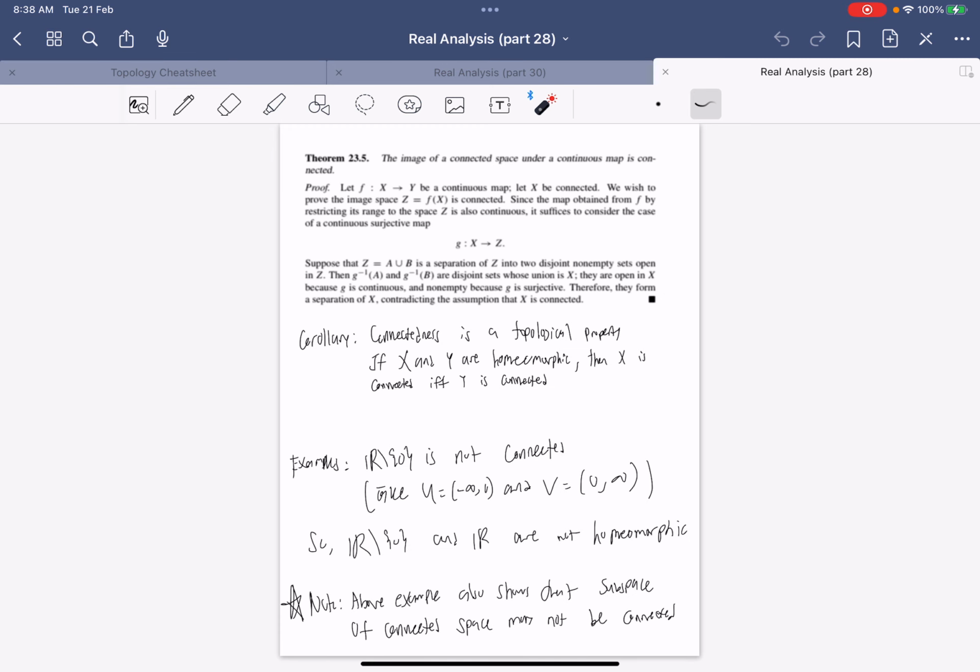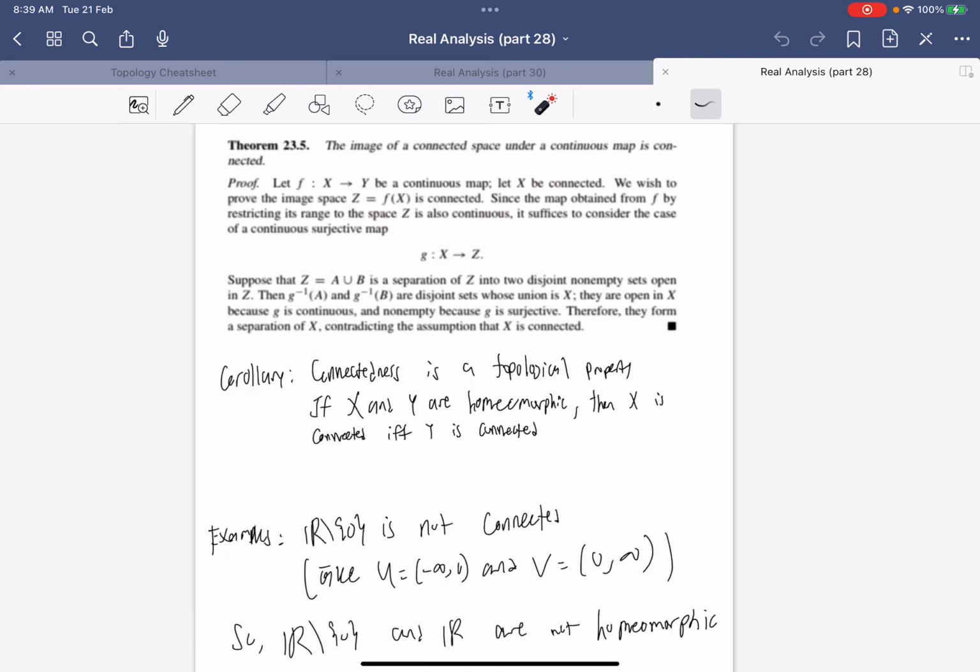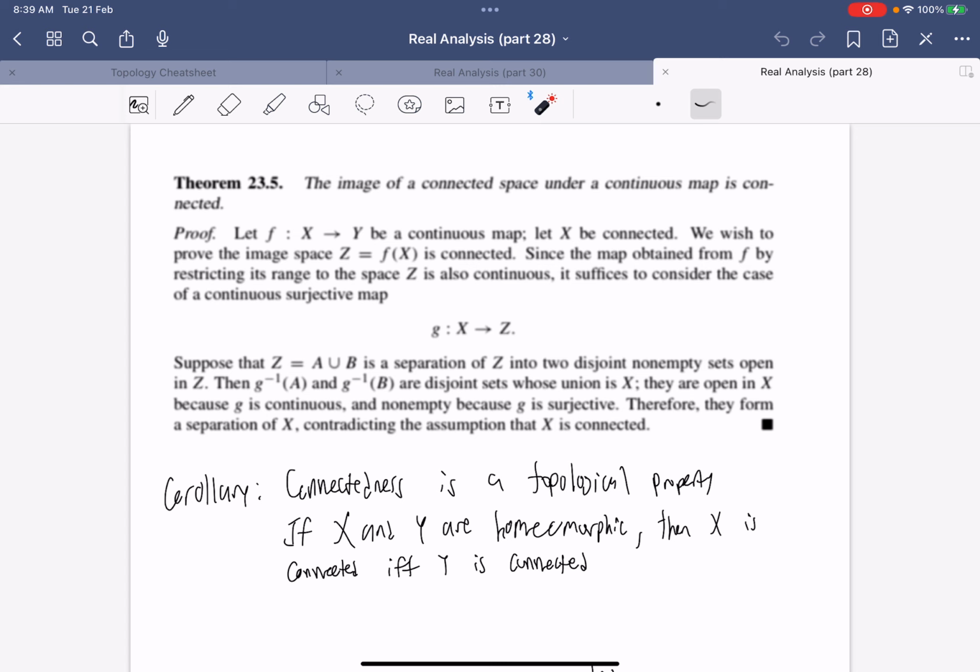So why do we say it's a topological property? It is because of the image of a connected space under a continuous map. Continuous maps preserve the open set properties between each set. But now we can say that the image of a connected space is also connected. And we shall prove this.